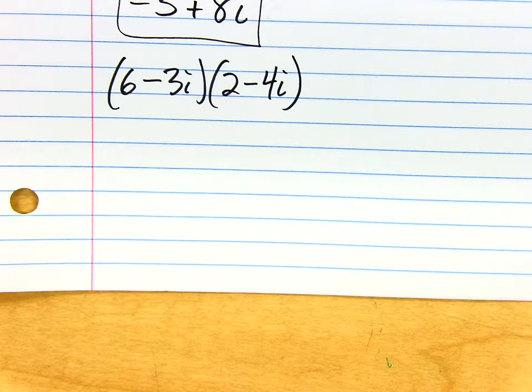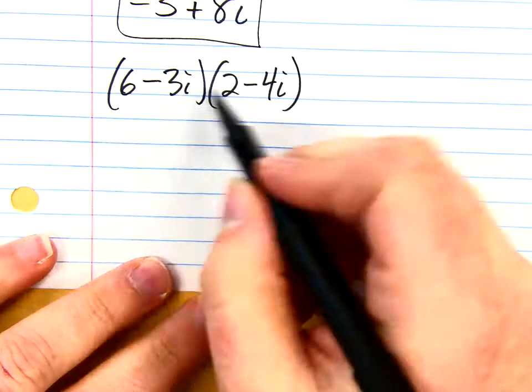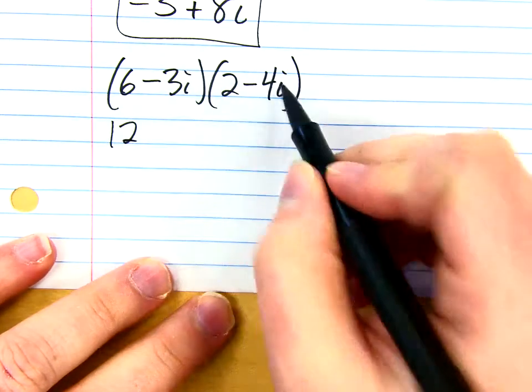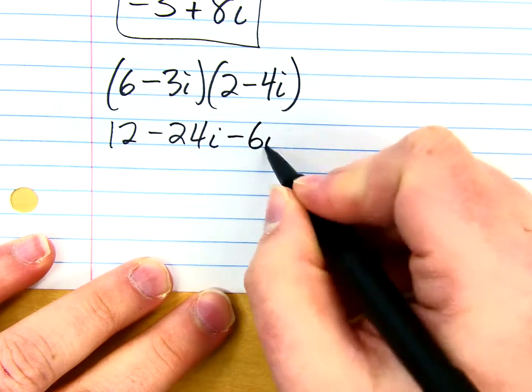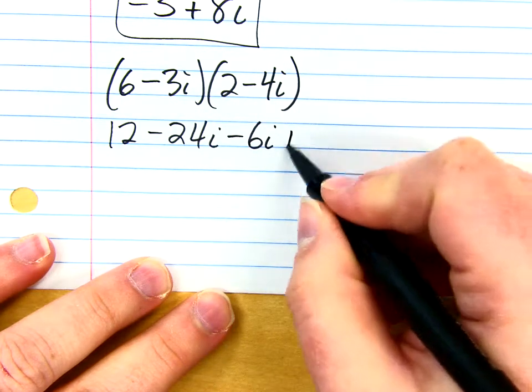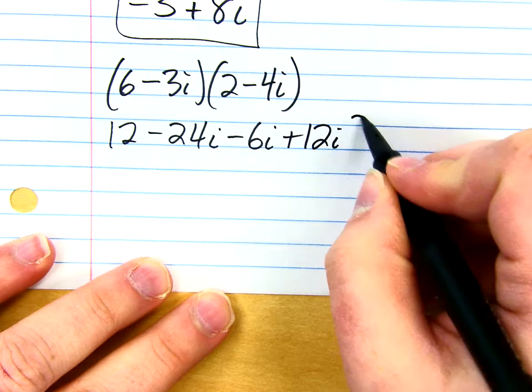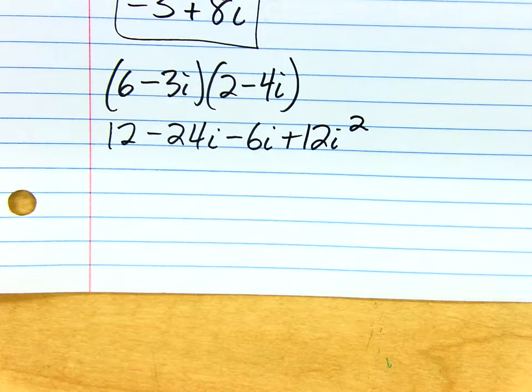How'd you do? You got a final answer? So be careful when we're FOILing. First, 12, right? Outside, minus 24i. Inside, minus 6i. And then the last is going to be a positive 12i squared. Did everybody get that line as it is?